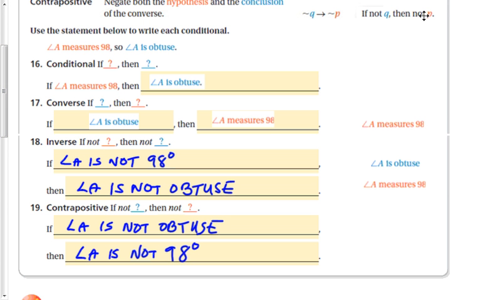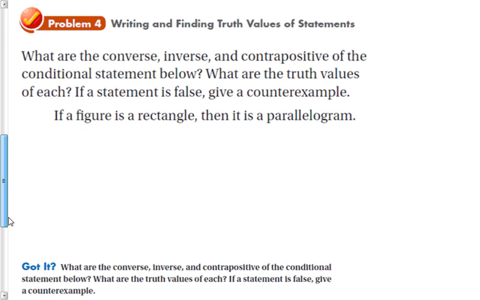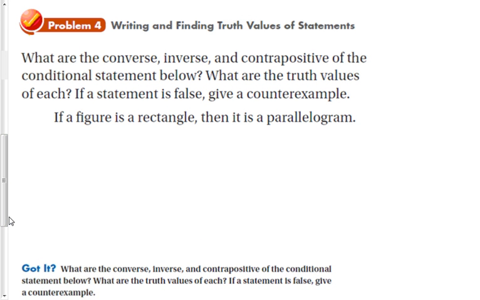So here's the answers, and some of you probably noticed that some of these answers don't really make sense, and you can change the truth value by changing something from, say, its conditional to its converse. So you have to keep that in mind. Okay, so what are the converse, inverse, and contrapositive of the conditional statements below? So you're going to turn this statement into its converse, its inverse, and its contrapositive.